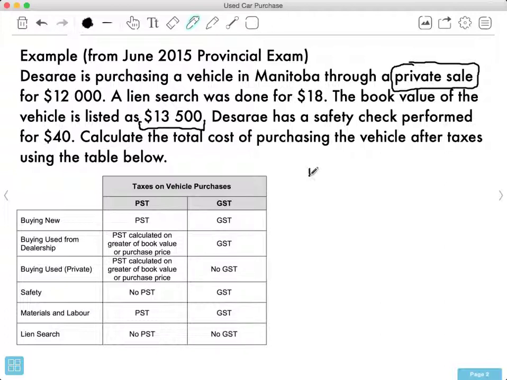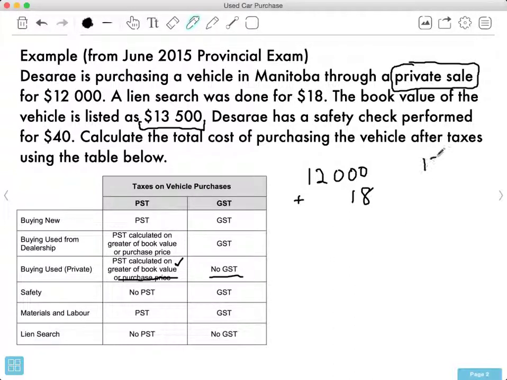Well, first it's going to cost $12,000 for the vehicle itself. That's given right there. Then the lien is $18, and as you can see on the table, no tax, so you can just add it on. Okay, now she's buying used privately, so no GST, but she has to pay PST on the book value or the purchase price. Well, in this case, the book value is higher, so she has to pay PST on the book value.